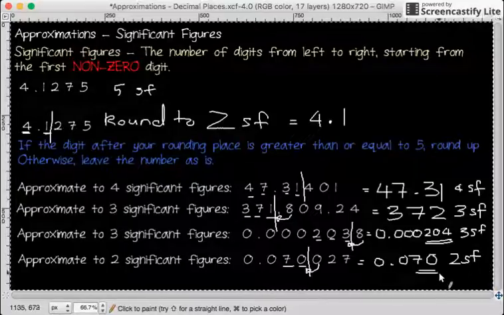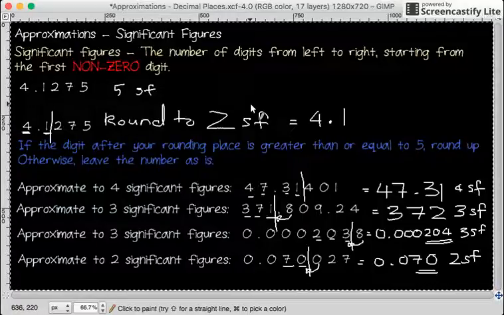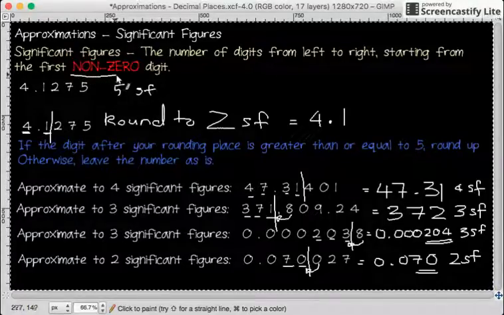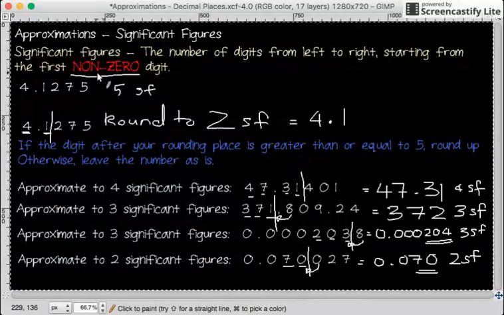So note the difference between decimal places and significant figures. Significant figures you only start counting after the first non-zero digit, counting from left to right. That's all there is to it.